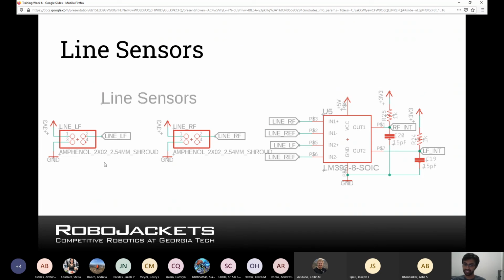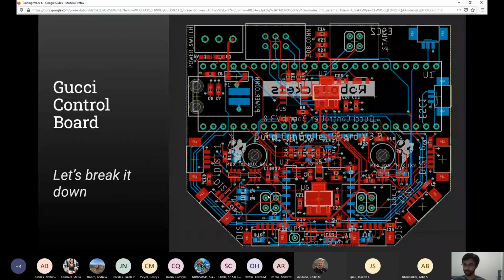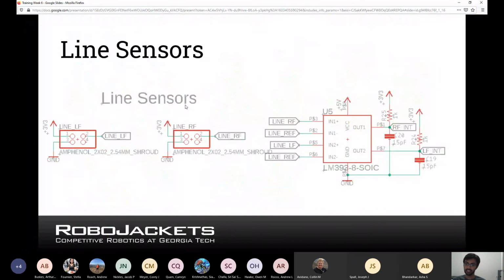Here are the line sensors. The line sensors are those large 2x2 connectors that you can see, or multiple large 2x2s that you can see here, here, here. And here's the comparator. It's a dual comparator, which means that there's 2 of those circuits in one chip, and they allow you to turn the line sensors' analog output into a digital output here.